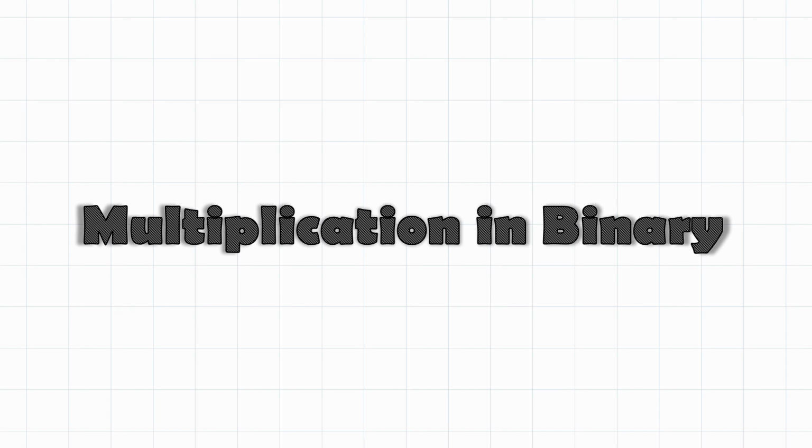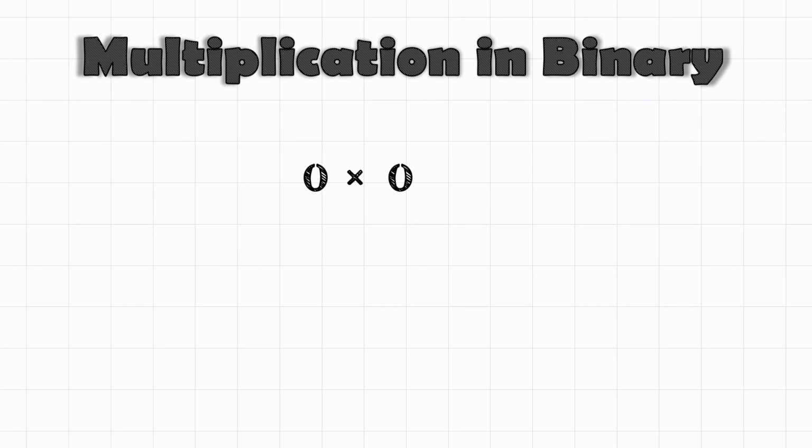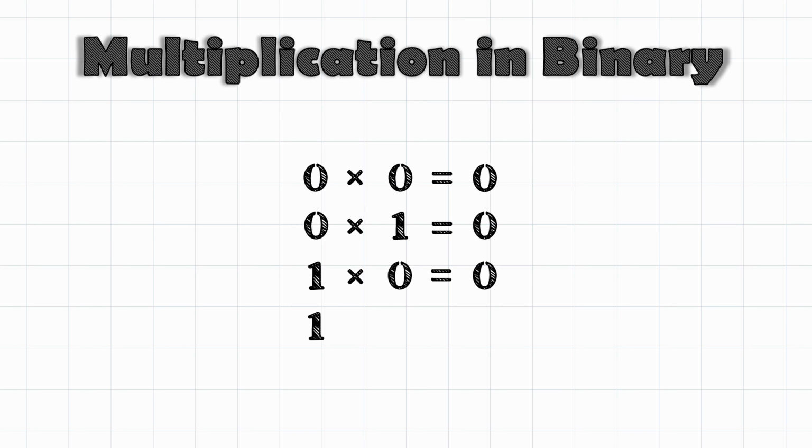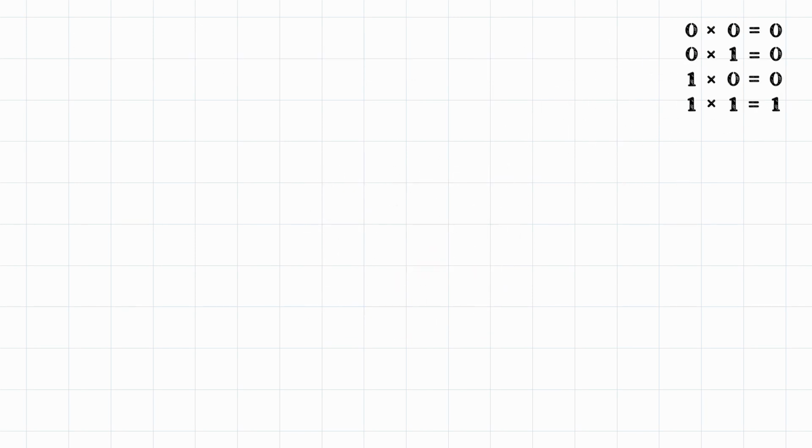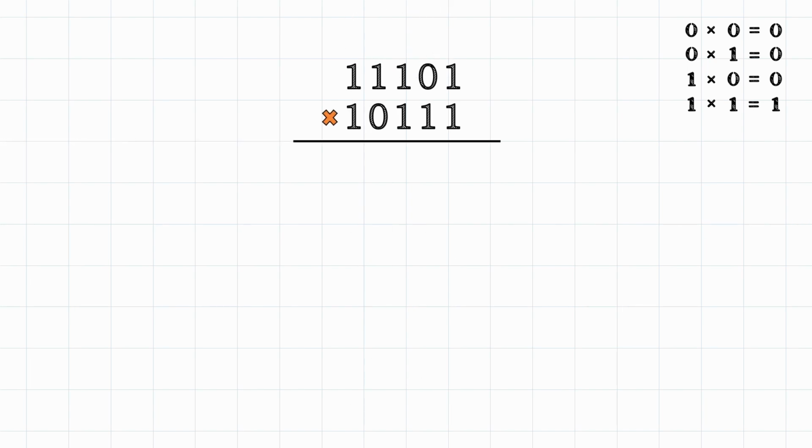Fortunately, the multiplication tables in binary are just 4 rules. 0 multiplied by 0 is obviously 0. 0 multiplied by 1 or 1 multiplied by 0 is also a 0. 1 times 1 is a 1. Let's now understand multiplication in binary. Consider these binary numbers. Just like decimal multiplication, we pick the first digit of one number and multiply it with the digits of the other number from right to left.